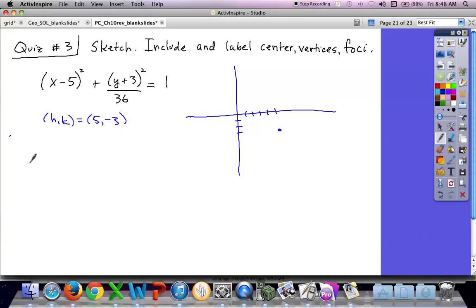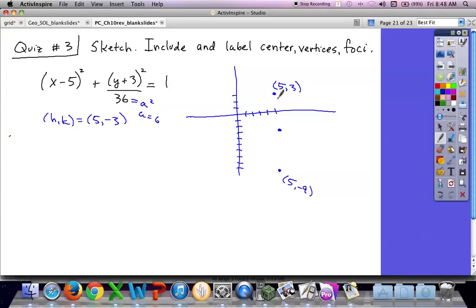Which has the bigger denominator? The y does, right? So in fact, that tells us that this is the a squared, right? And a squared is 36, so a equals 6. So we would go up 6, 1, 2, 3, 4, 5, 6, and down 6, 1, 2, 3, 4, 5, 6, to find our vertices, right? So that is (5, -9) and (5, 3), right?